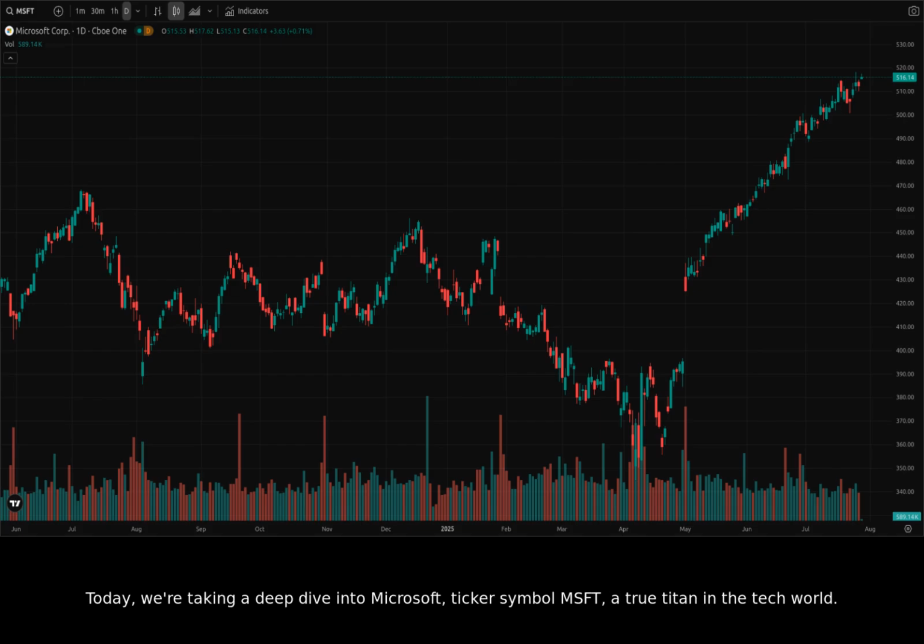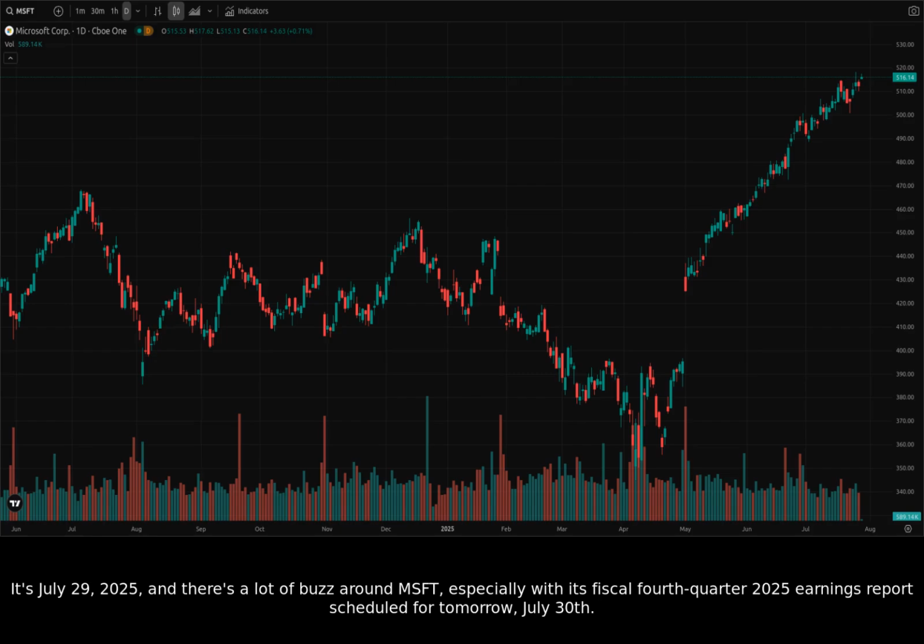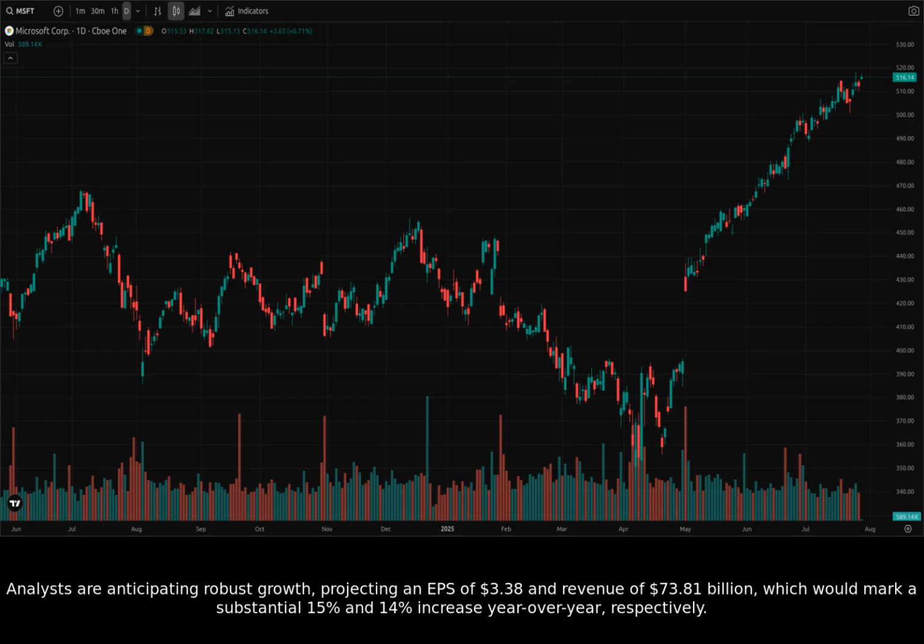Today, we're taking a deep dive into Microsoft, ticker symbol Microsoft, a true titan in the tech world. It's July 29th, 2025, and there's a lot of buzz around Microsoft, especially with its fiscal fourth quarter 2025 earnings report scheduled for tomorrow, July 30th. Analysts are anticipating robust growth, projecting an EPS of $3.38 and revenue of $73.81 billion, which would mark a substantial 15% and 14% increase year-over-year, respectively.